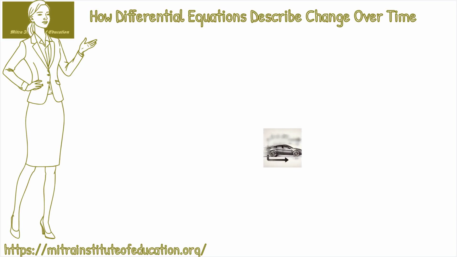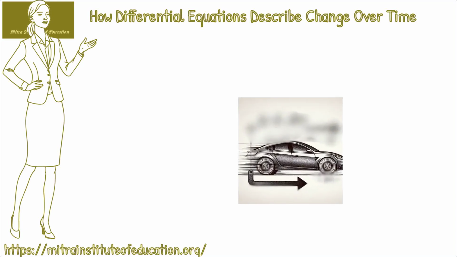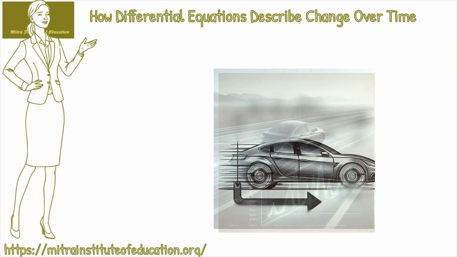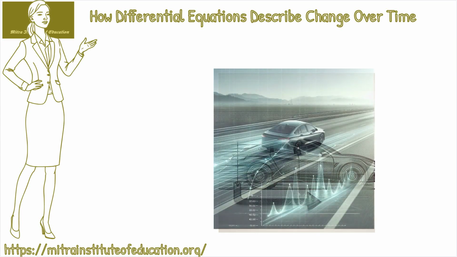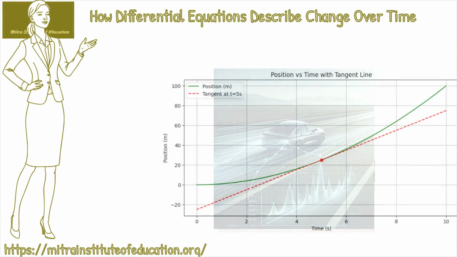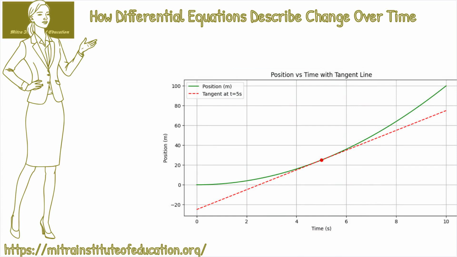Imagine a car driving along a road. We can track its position over time using a graph. At any given point on the graph, drawing a line that touches the curve at that point, called a tangent line, shows how fast the car is moving at that exact moment. The steeper the slope of this tangent line, the faster the car is going.